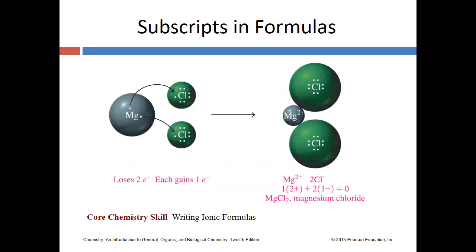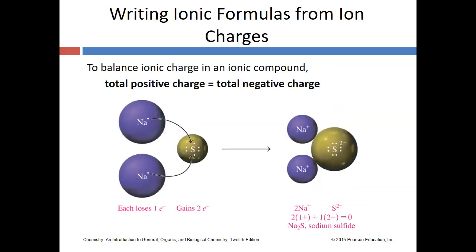So here we have an example of magnesium. Magnesium is an alkaline earth metal, has a +2 charge. What we see is that that +2 charge means I'm going to need 2 chlorines instead of just 1 to get everything balanced out. Here we have an example with sodium and sulfur. Sulfur has a -2 charge, sodium has a +1. I need 2 sodiums to fully balance out the charge in the sulfur.